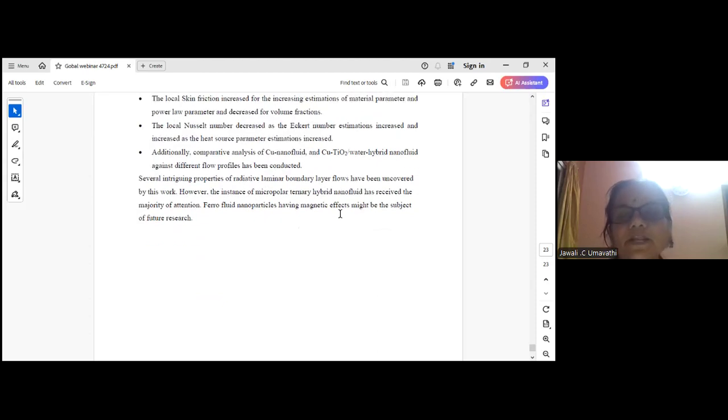Several properties of radiative laminar boundary layer fluids are also there. You can continue your further studies. Here I have considered only micropolar, but you can also consider different nanoparticles, especially ferro. Ferro is very much interesting. You can further continue this work using ferro nanoparticles.